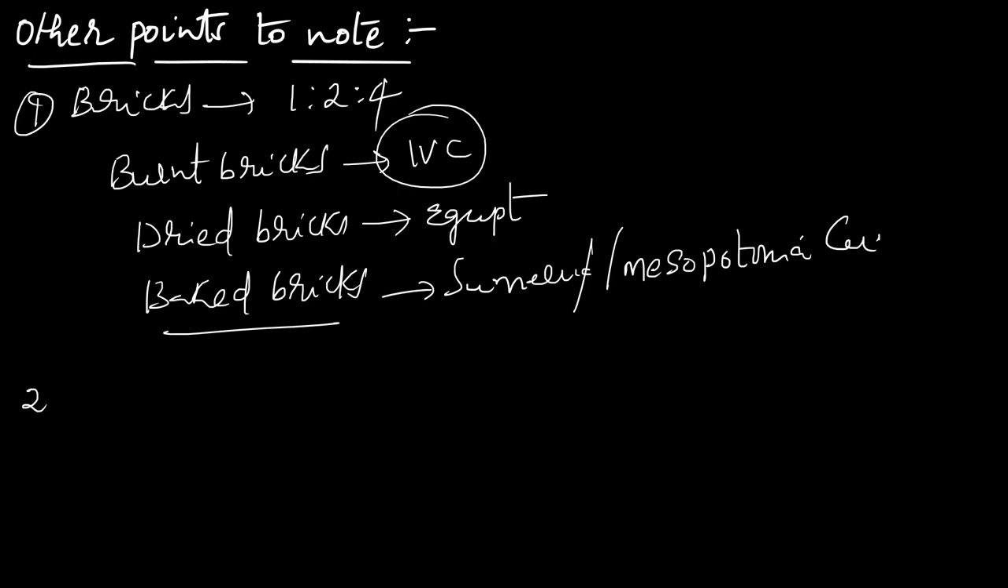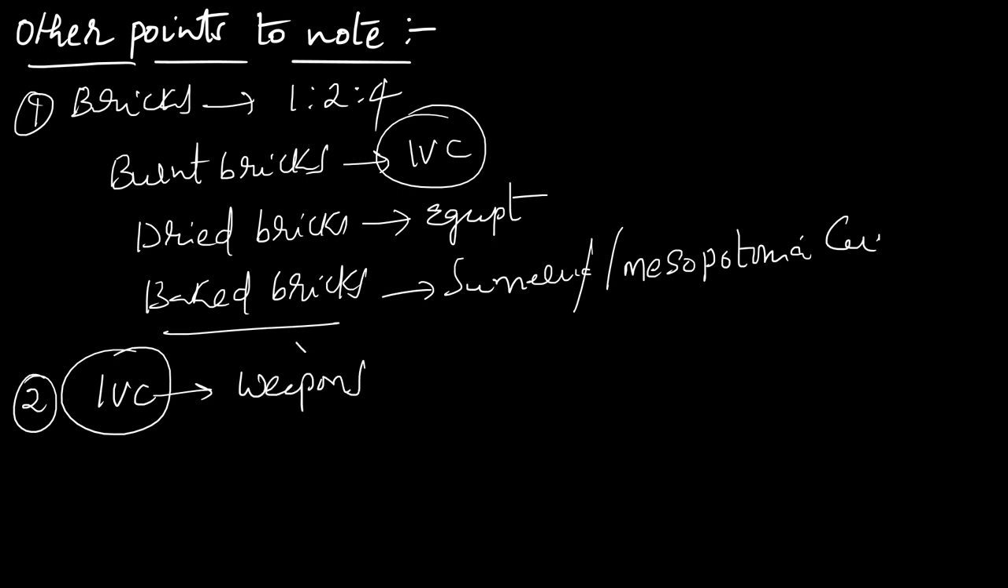And IVC people don't have any weapons. It doesn't mean that they don't know about the axe and all those things. Axe is not a weapon at that time. They used the axe for agricultural purposes. Weapons, they did not have.